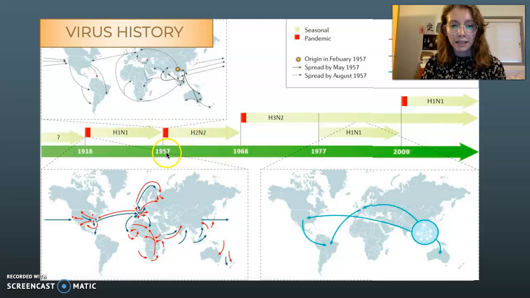In 1957, there was an H2N2 pandemic. In 1968, there was an H3N2 pandemic. And in 2009, there was an H1N1 pandemic again. And the reason that there could be 2 different H1N1 pandemics was because they're actually very antigenically dissimilar. Also, there was an outbreak in 1977 that just caused a seasonal flu and not a pandemic because it was similar to the 1957 antigen.